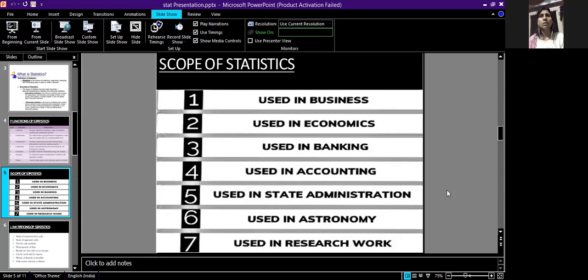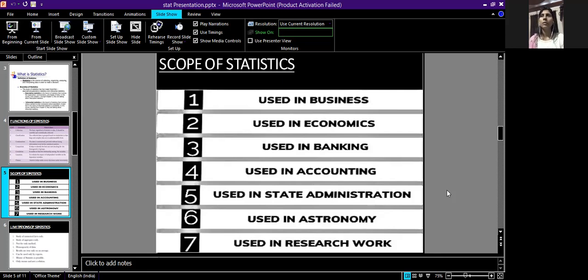The next is astronomy. In astronomy, we also use statistics in a very well-defined manner. The astronomers use this science for generating the relevant information. And the most important use of statistics is in research work, as I said. And this research work exists in different areas, not only in business, but also in medicine.